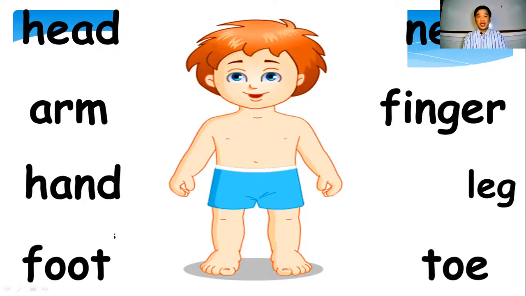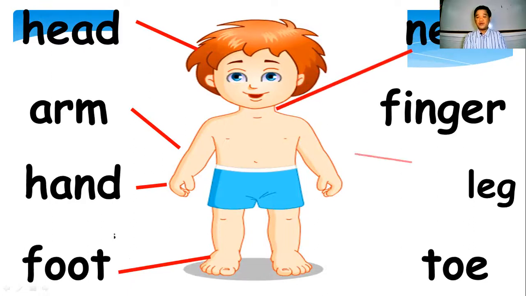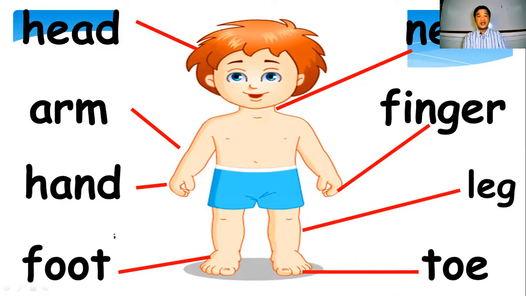And then you're able to identify which is the head, and this is the head of our body, and this is our arm, and this is our hand, and this is our foot, and this is our neck, this is our fingers, and our leg, and this is our toe. So those are the parts of our body.